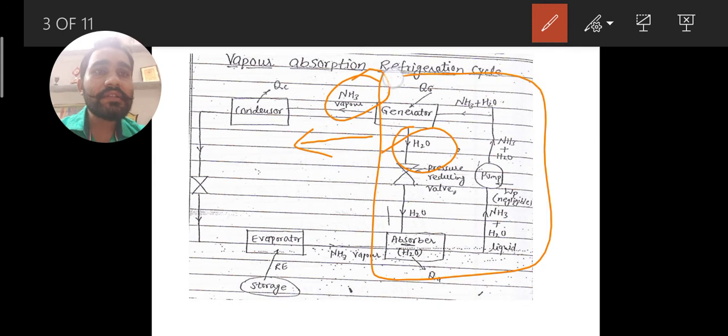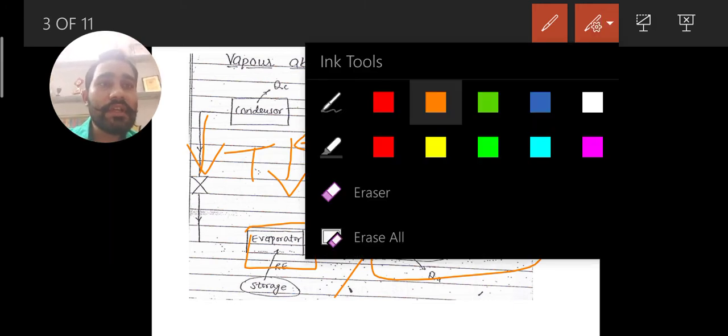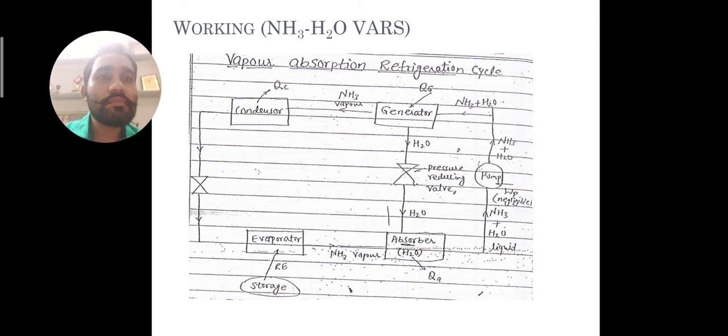Now forget this part, this is working as usual, and NH3 vapor will pass through the condenser where it will condense. Then it will pass through the expansion valve where the temperature will be lowered, and finally it will pass through the evaporator and the vapor will enter again into the absorber. So this is the working of the vapor absorption refrigeration system, which is based on ammonia and water as two substances. Now let us move towards the next slide.